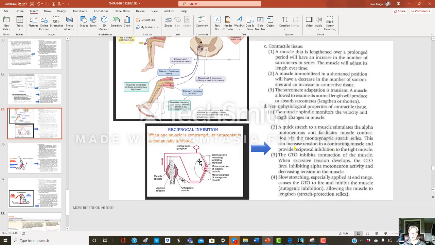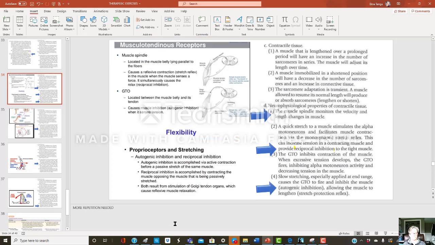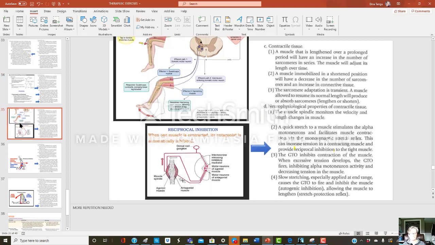So that's just talking more about reciprocal inhibition. When one muscle is contracted, the agonist is automatically inhibited. Contracting the muscle opposing the muscle that is being stretched. So when you're contracting the quadriceps, then the hamstrings will relax and it will help you stretch the hamstrings.